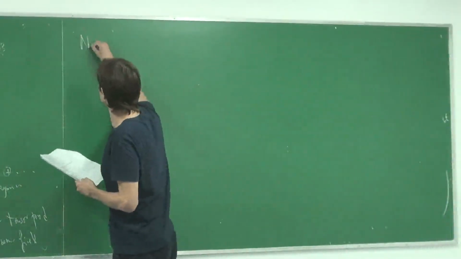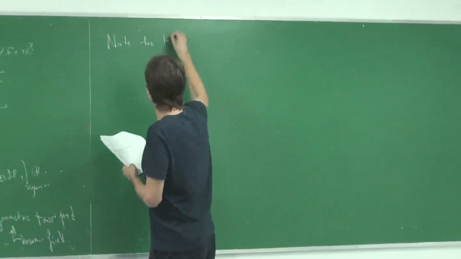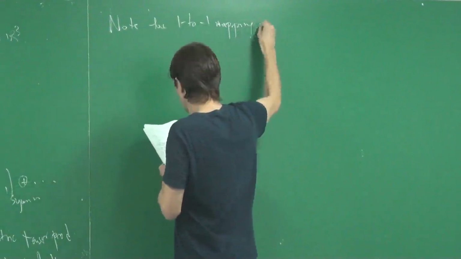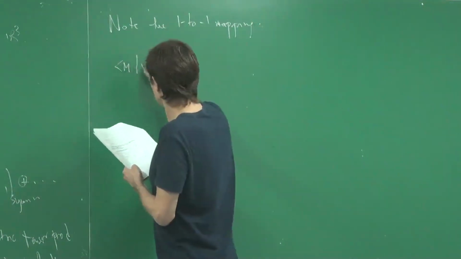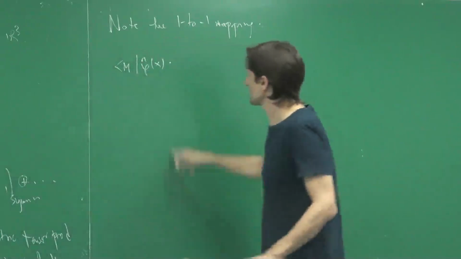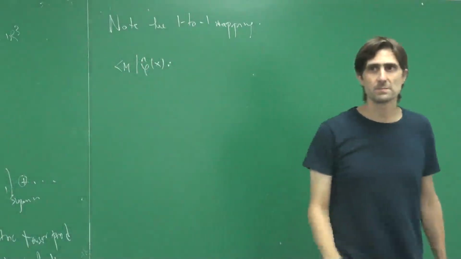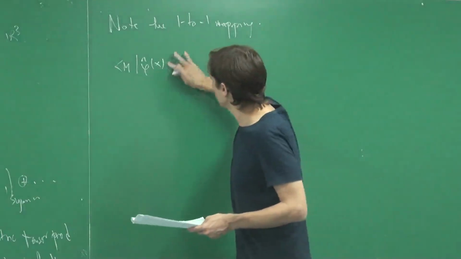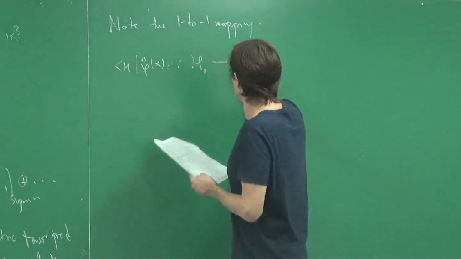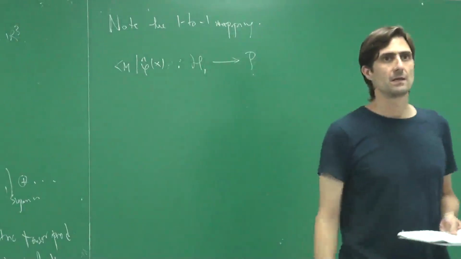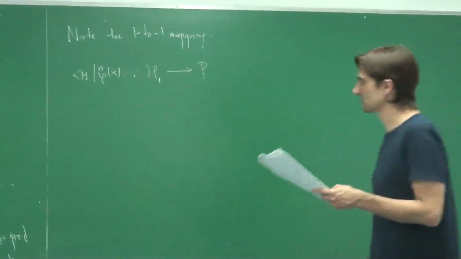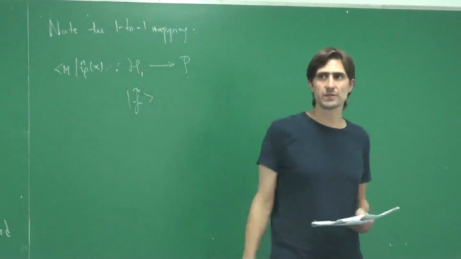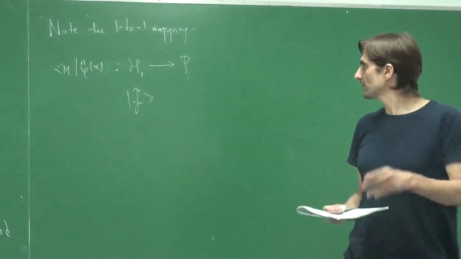Okay, so now note there's a one-to-one mapping. So this object, this bra with phi, gives you a one-to-one mapping between H1 and the space of positive frequency solutions of the Klein-Gordon equation. So suppose that you've got an F tilde, which is an element of H1.